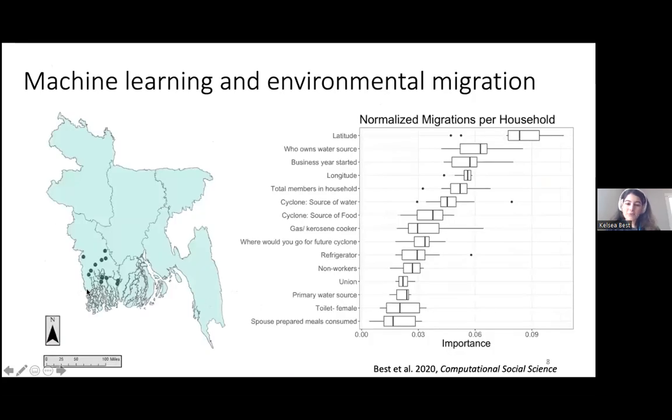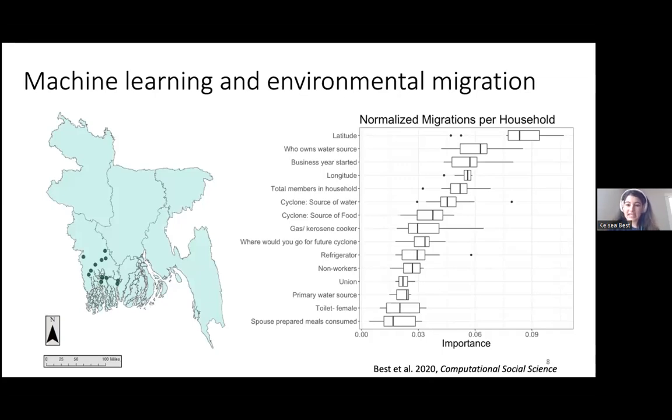As I began this work, I was really wondering if we even have a sense of what questions or variables in that data might be most important for thinking about migration. So I used a machine learning approach called random forest algorithm to simply predict the number of migrations per household that we had in that survey data. The random forest also allowed me to look at the rank variable importance of those 2,000 variables, and we see the top 15 here.